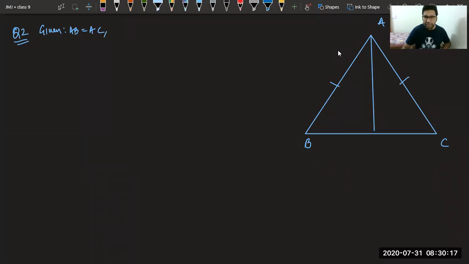Altitude means it is standing at an angle of 90 degree. Can we say altitude divides BC into equal parts? Can we say that AD is dividing BC into equal parts? Can we say this thing? Very good. Bhavya, why yes? Mishti, beta, is it bisector? It is only an altitude.